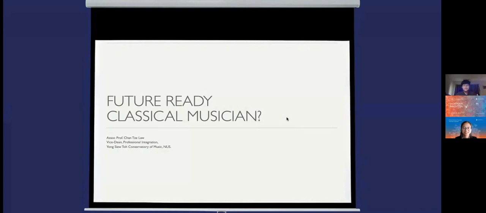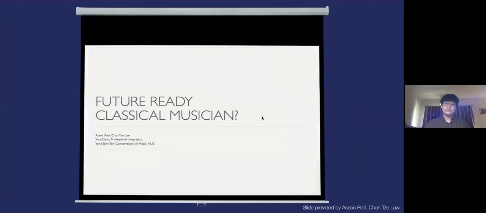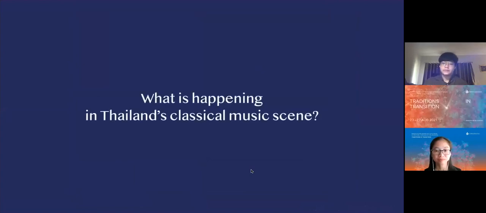The slide explains what we should be concerned with more than just instrument playing skill, and it made me question whether we really need other skills more than just performing. It shows how classical music evolves in Singapore. Seeing this from a developed country like Singapore triggered me to look back at the music scene in my country, which is Thailand. So I came back and looked at what is happening in the Thai classical music scene.